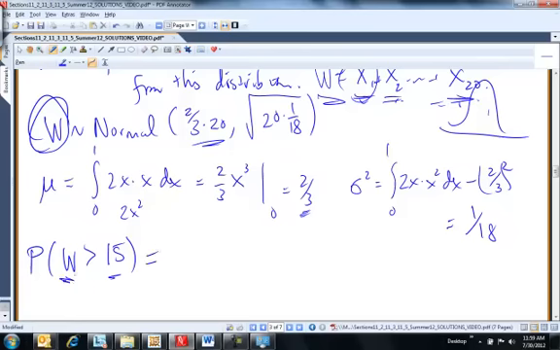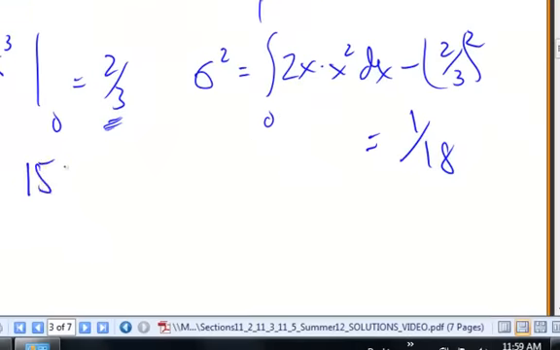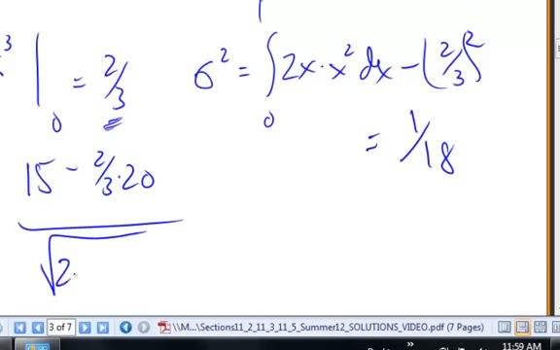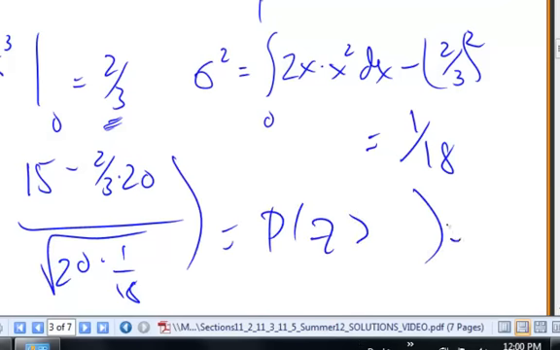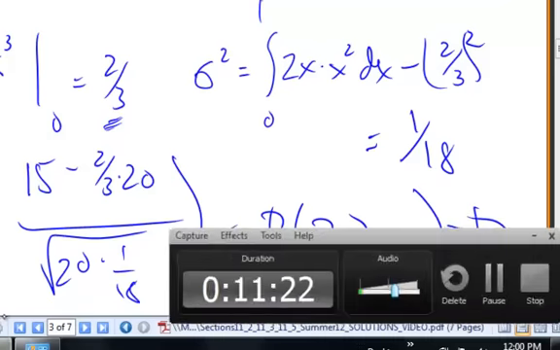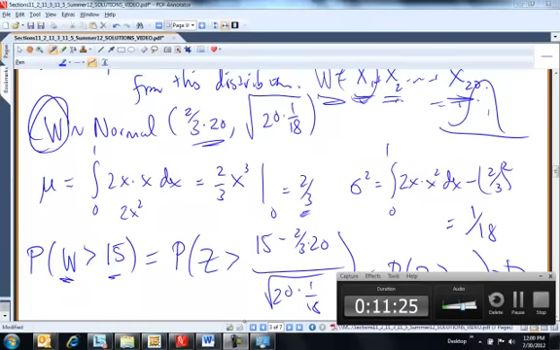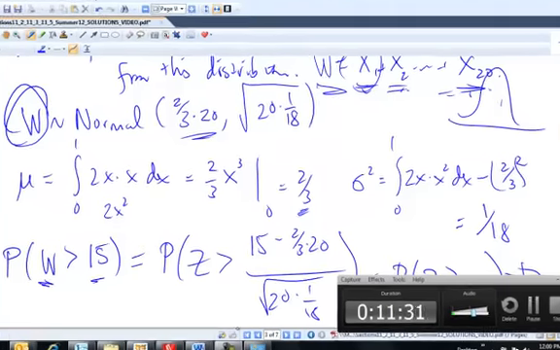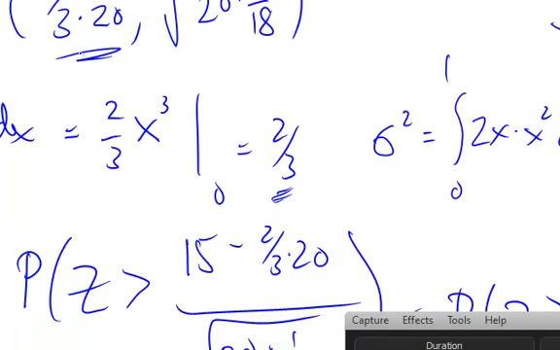Well, I know W is normal, so I can do a z-score: 15 minus 2/3 times 20, divided by the square root of 20 times 1/18. This is the probability that Z is bigger than, I didn't figure it out, go to a z table and there's your value. I better cut this off, I know it's getting long. If you want to see another example from 11.2, let me know. Add enough of anything together and you'll get a normal where the mean is the sum of the means, and the variance is the sum of the variances, and then I can take the square root to get the standard deviation.